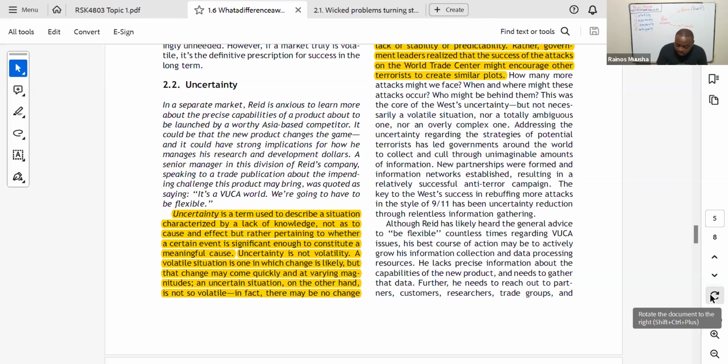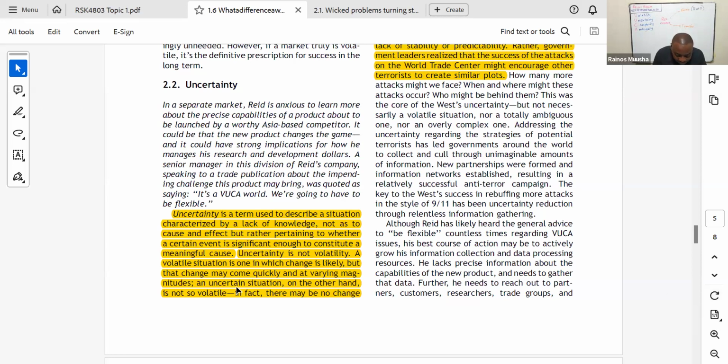Uncertainty is not volatility. A volatile situation is one in which change is likely, but that change may come quickly or at varying magnitudes. Remember we said when a situation is volatile, we're basically saying that you know something is going to happen, but what you don't know is how soon it is going to happen, and you don't know what magnitude the effect of this risk exposure is going to be.